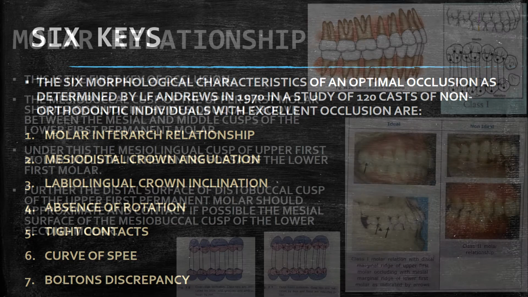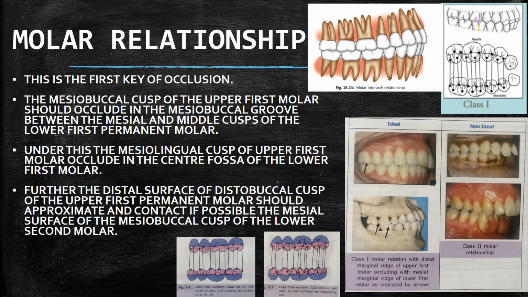So I'm going to explain. The first is molar relationship, the first key of occlusion. Over here, the mesiobuccal cusp of the upper first molar should occlude in the mesiobuccal groove. So basically this is Angle's classification. It's Angle's class 1 basically, and this is the first key of occlusion. A person has good occlusion when he's having class 1 occlusion, otherwise malocclusion.